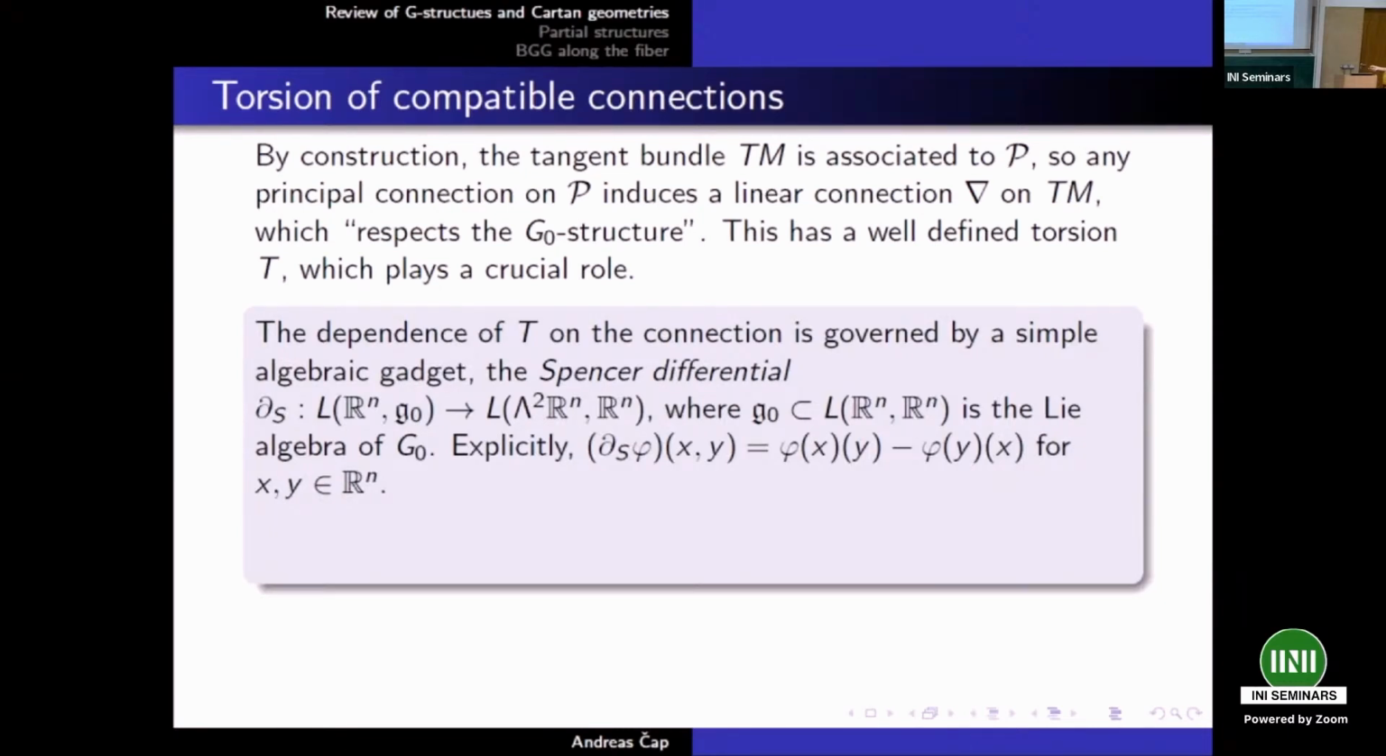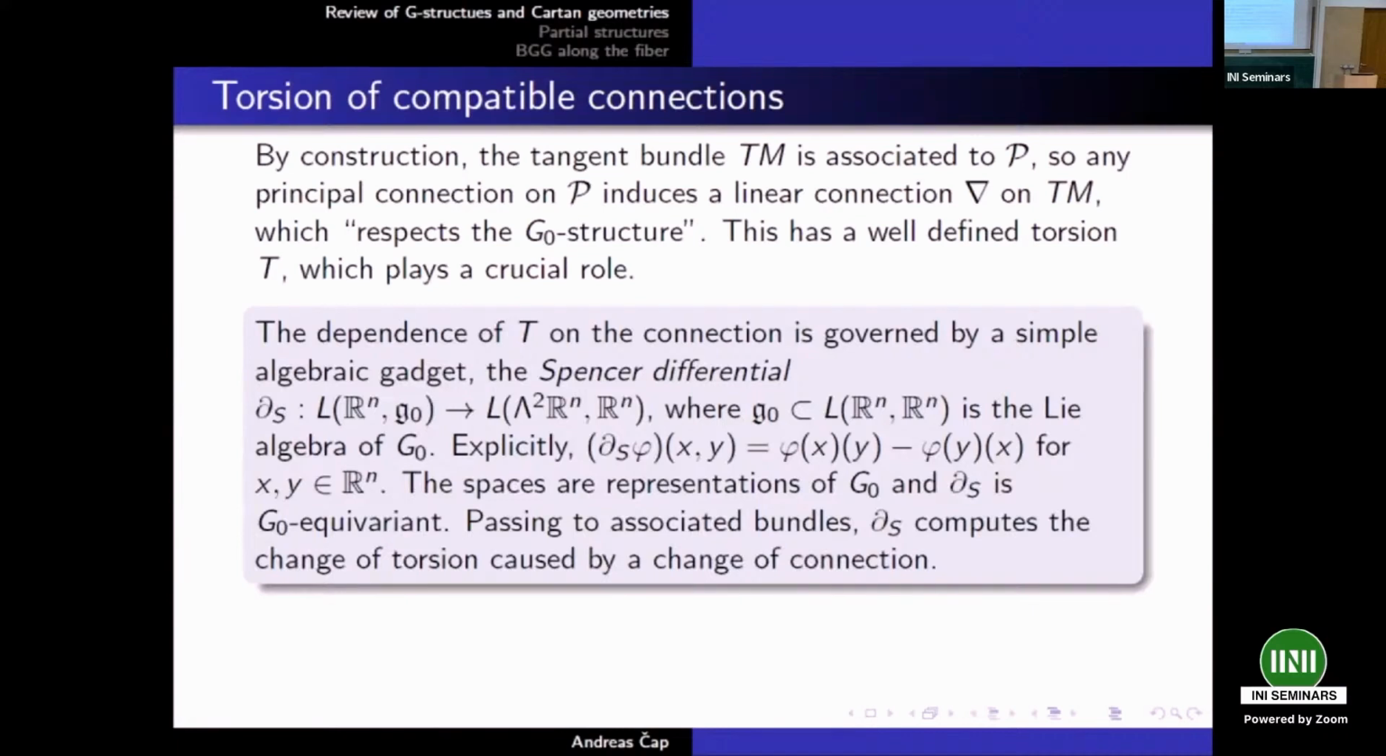And this Spencer differential is extremely simple because since 𝔤0 consists of linear maps, if you have a linear map from R^n to 𝔤0, you can consider it as a bilinear map from R^n times R^n to R^n. And then you can just alternate this bilinear map. So that's the explicit formula. Phi of x is a linear map, you apply it to y, minus phi of y, which is again a linear map applied to x.